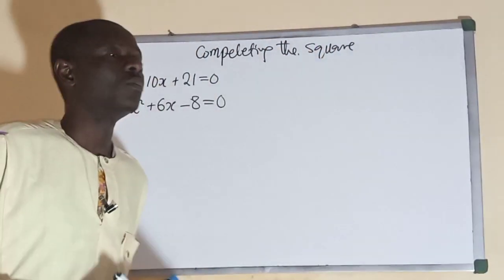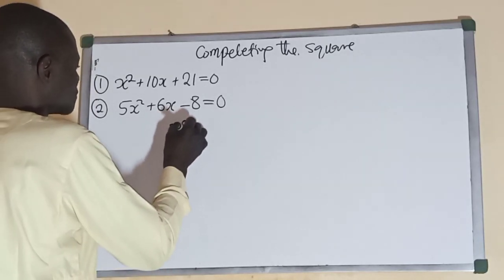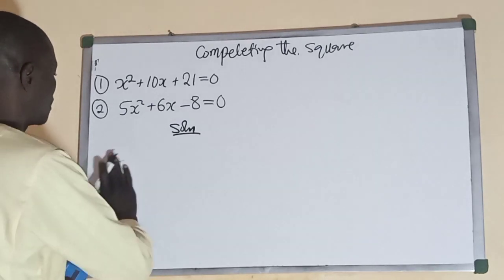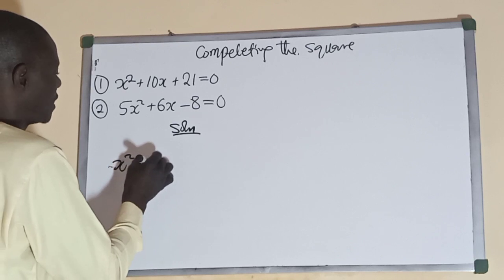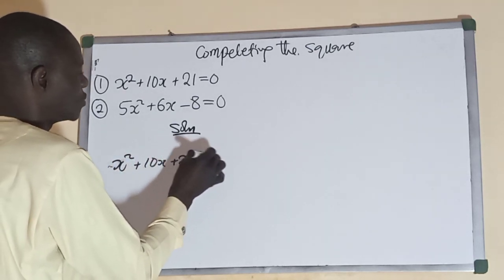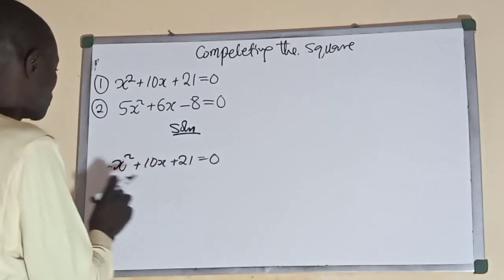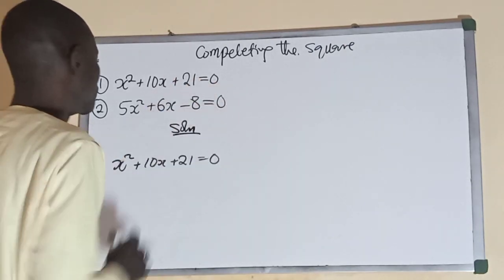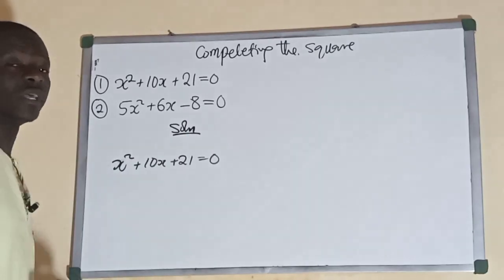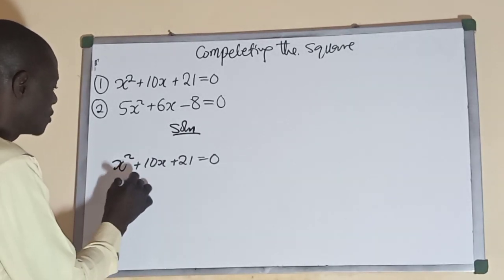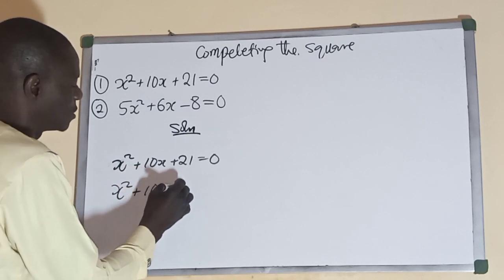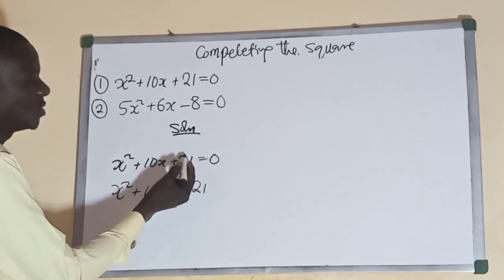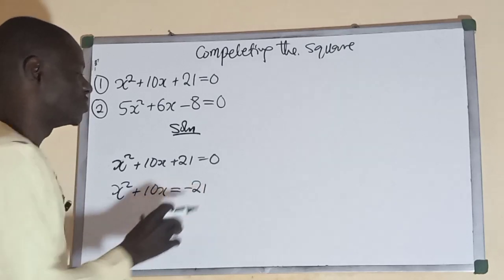So now let us start with number one. Solution number one: x squared plus 10x plus 21 is equal to 0. First of all, we have to move our constant to the other side of the equal sign. So we have x squared plus 10x is equal to minus 21. This plus 21, when it crosses the equal sign, becomes minus.